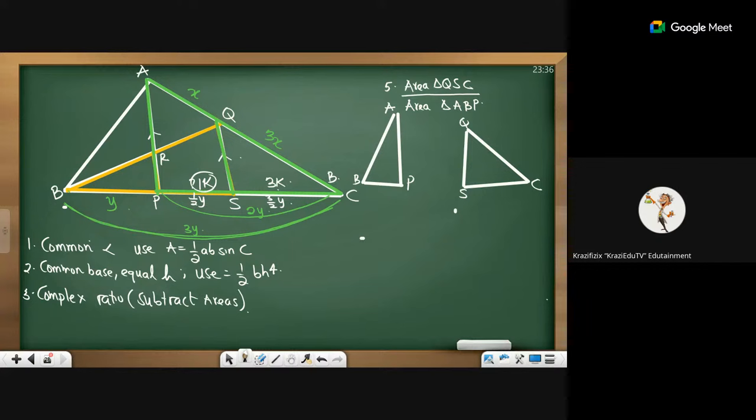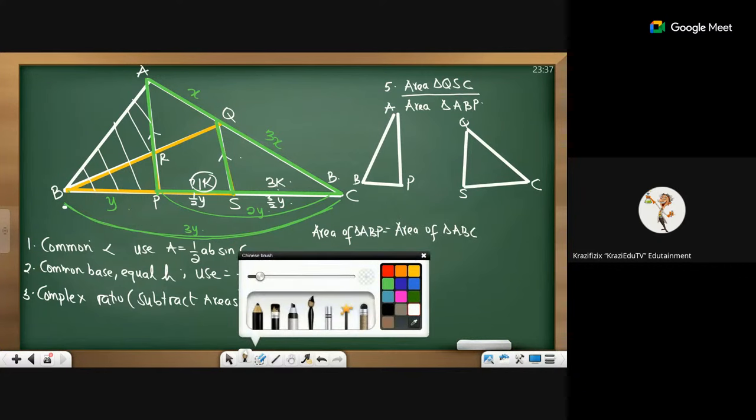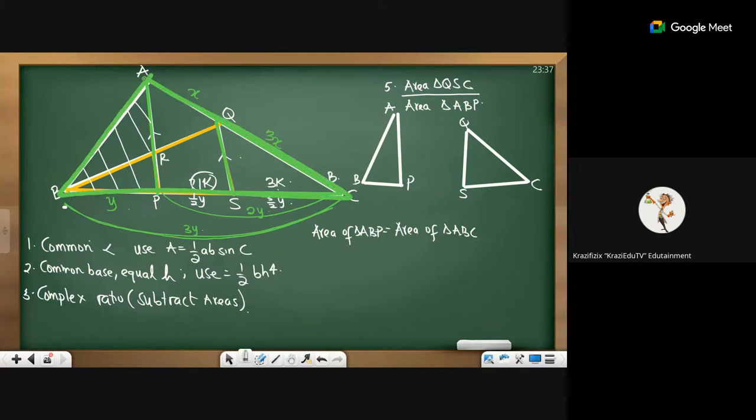Let's see. This is a complex ratio now. I have to subtract area. But how would I do that? All right, QSC. That one is fine. I am now looking for the area of this. Can I quickly work with ABP alone? Area of ABP will be the big triangle, area of triangle ABC, all right? The whole triangle minus this part. Does that make sense? I only want the white cross. So out of this, I see minus triangle APC. All right, guys.